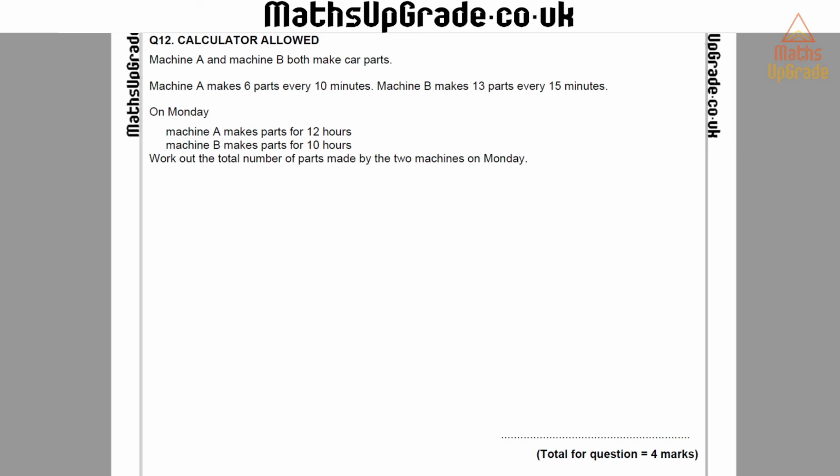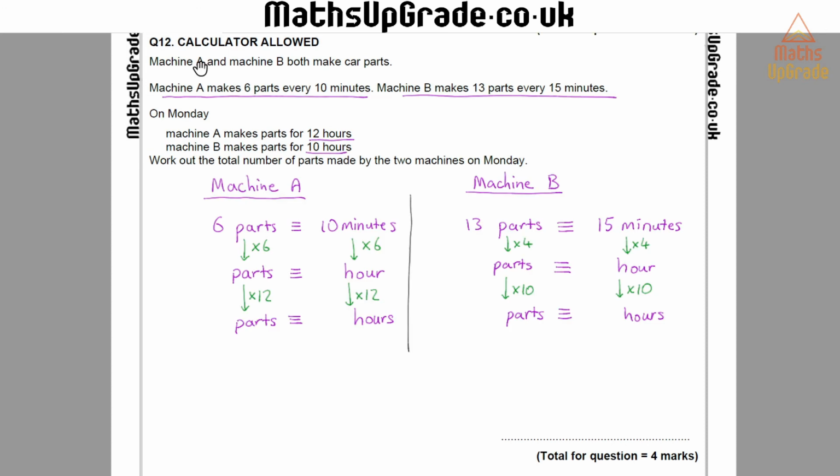So I'm just going to split my working out space here into 2 columns since there's 2 different types of machines. So machine A, we're told it makes 6 parts every 10 minutes. Since it makes 6 parts every 10 minutes, I'm going to write that as an equivalency here. So I'm writing it as like a proportion. 6 parts is equivalent to 10 minutes.